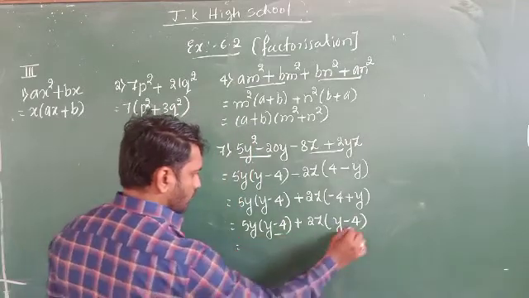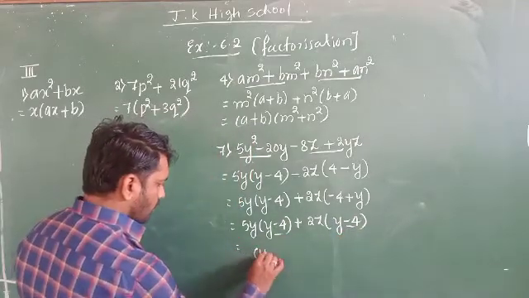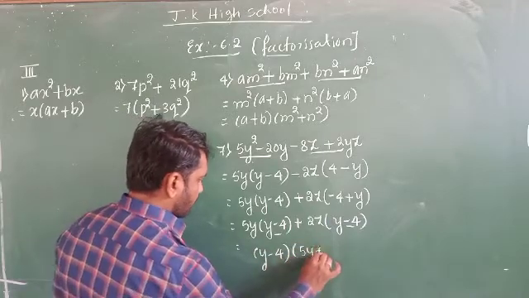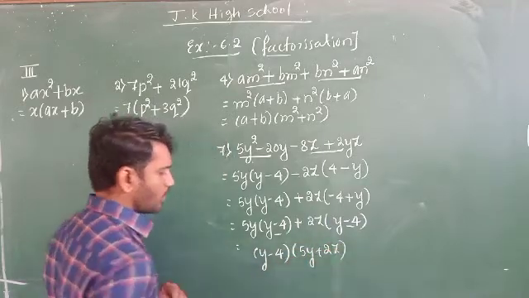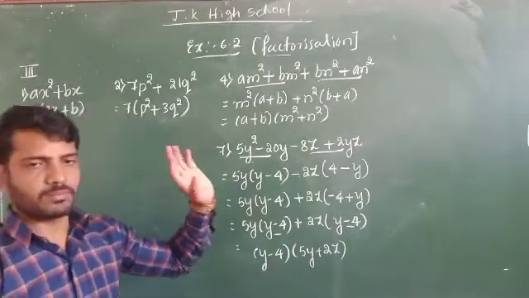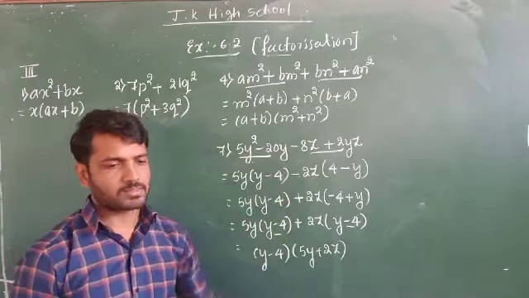So both sides, minus 4 and minus 4, is common. Take y minus 4, and just write first 5y plus 2z. You write next. These two are the factors of question number 7. Okay? Write the answer.